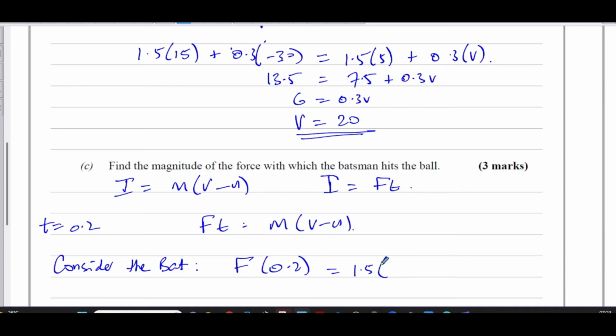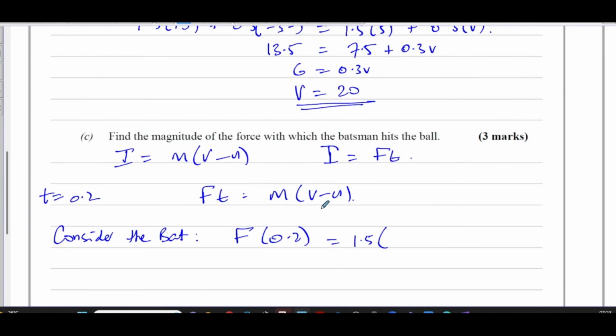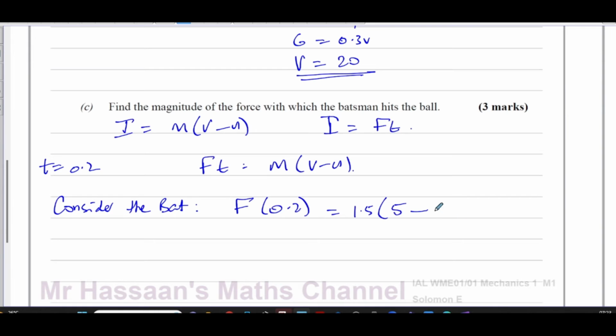And the velocity of the bat at the end, V, its final velocity is 5. Okay, and the initial velocity is 15. So it's going to be V minus U. So you have 0.2 times F is equal to 1.5 times minus 10.